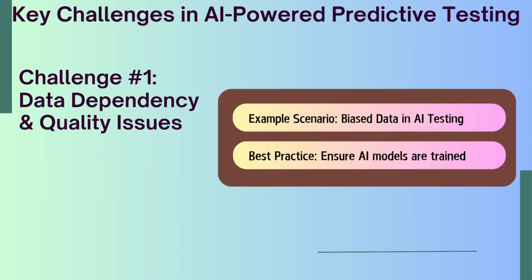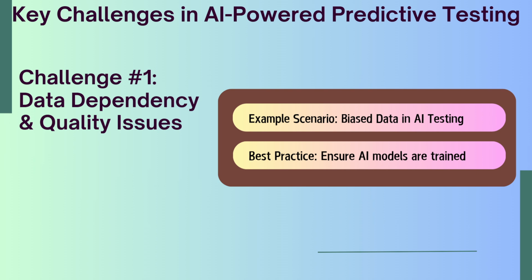So, key challenges in AI powered predictive testing. Challenge 1 is data dependency and quality issues. AI in testing sounds great on paper, but what happens when it doesn't work as expected? Let's look at some real world challenges teams face. AI models depend on historic data to make accurate predictions. If your test data is incomplete, biased or outdated, AI can produce misleading results.